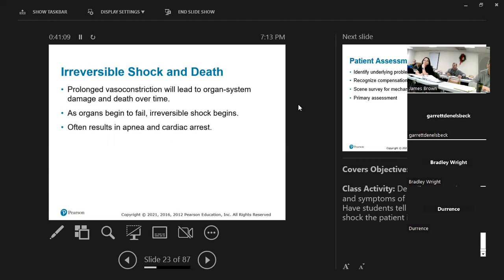So the vasoconstriction, like I said, is going to be a short-term solution to a problem. With the vasoconstriction, it's shunting blood off to non-essential areas, but those areas still require blood. And with those areas starting to vasoconstrict, you're going to start to see cell death, okay? Once the organs begin to fail, that's what we consider irreversible shock, which can result in apnea or cardiac arrest. At this point, you also got to remember that we might be able to bring them back, but then you start having the other issues like ARDS, DIC, multiple organ system failure. So you never want to get to the point where you're behind the power curve. If you see shock, you want to treat it as soon as possible.